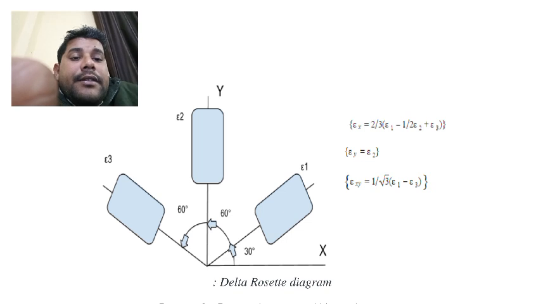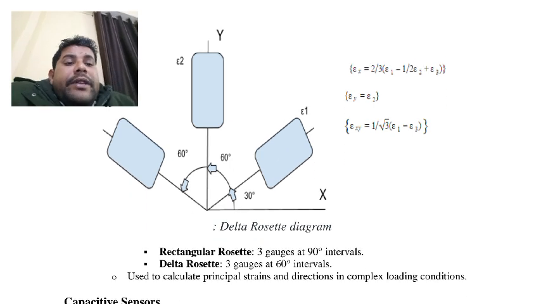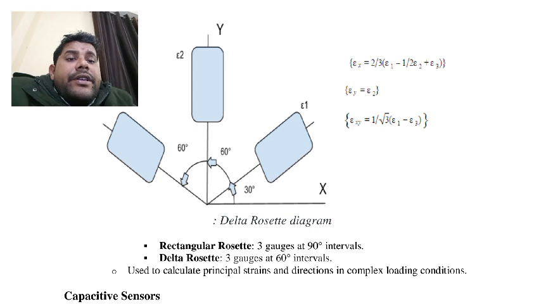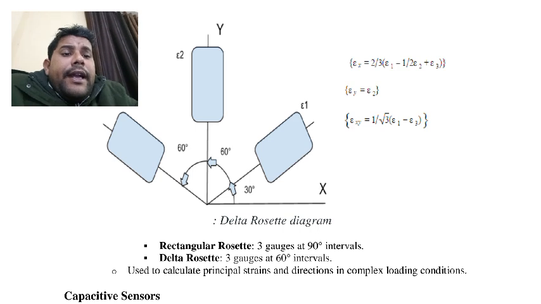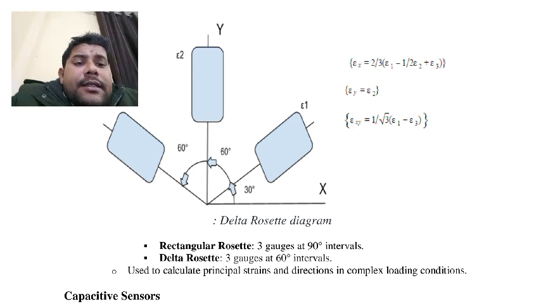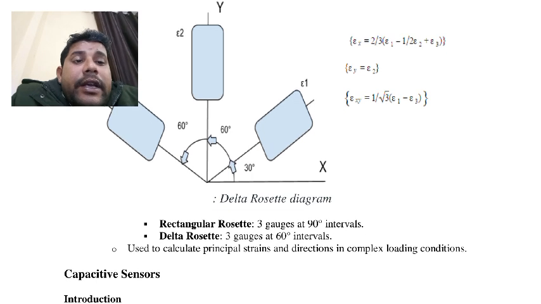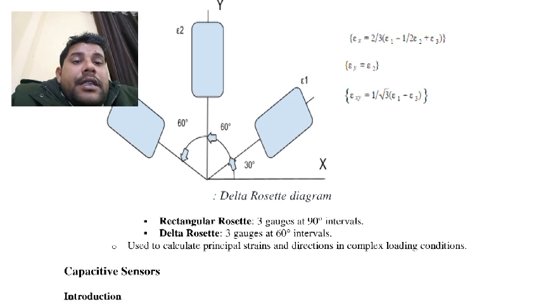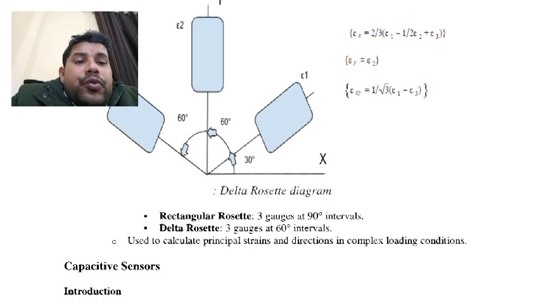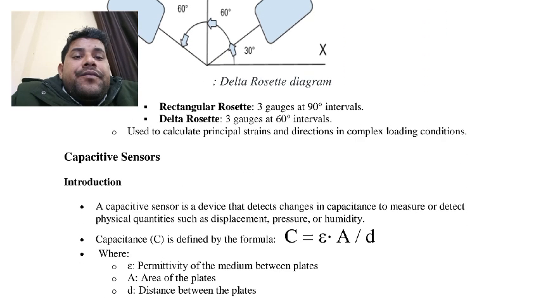30, 90, 60. This is the representation of the delta rosette strain gauge. One is at 45 degrees from the third. The others are at 60 and 30 degrees from the x-axis. In the rectangular rosette, the three gauges are at 90-degree intervals. In the delta, the three gauges are at 60-degree intervals with each other. So these are used to calculate the principal strain in the direction of complex bending.